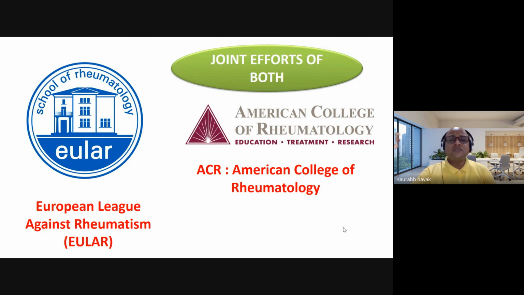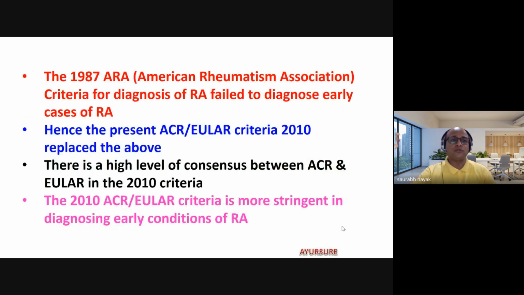The present criteria is brought to you by joint efforts of both Eular and ACR. Eular means European League Against Rheumatism. ACR means American College of Rheumatology.